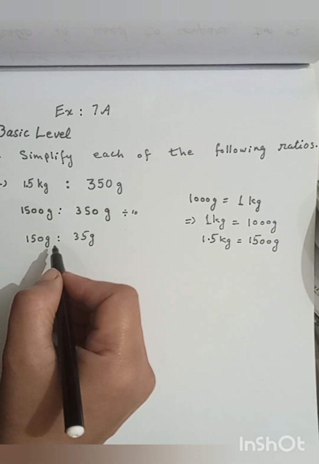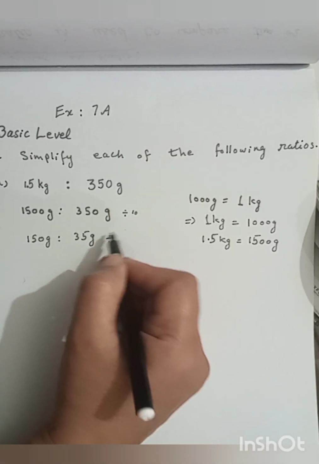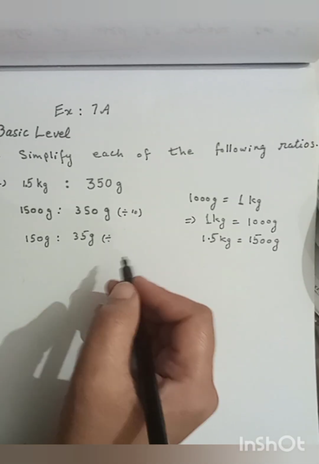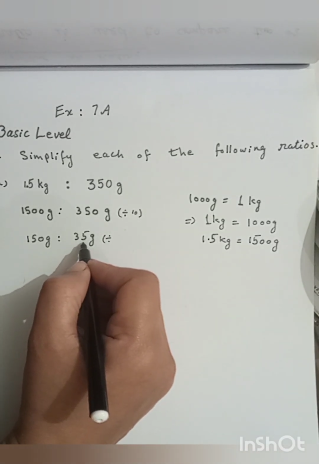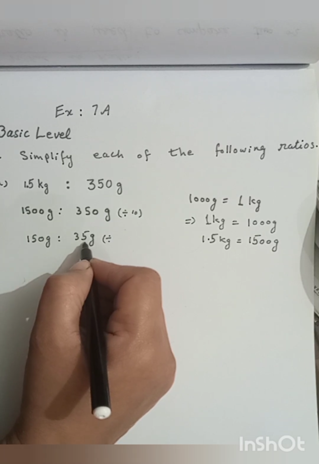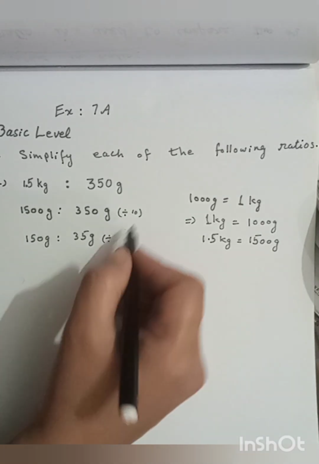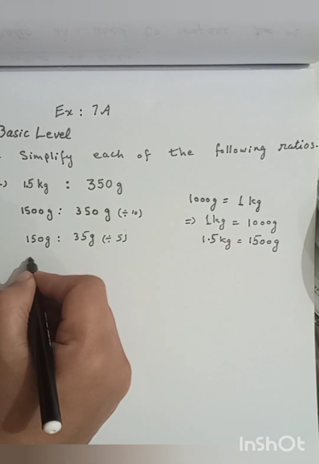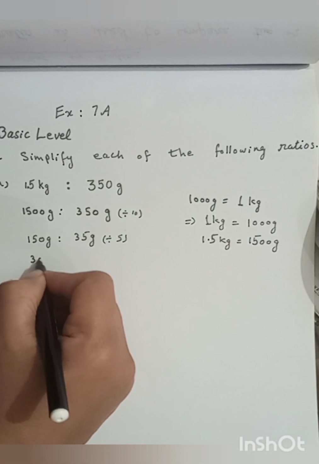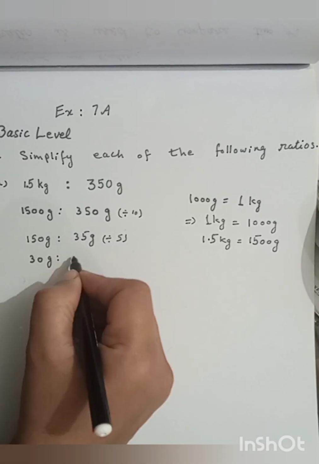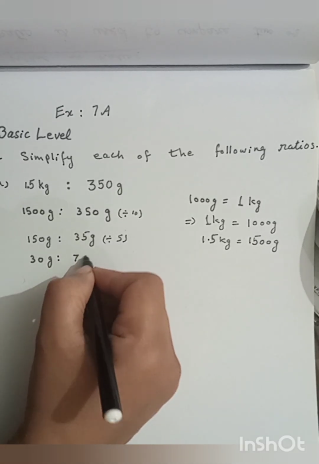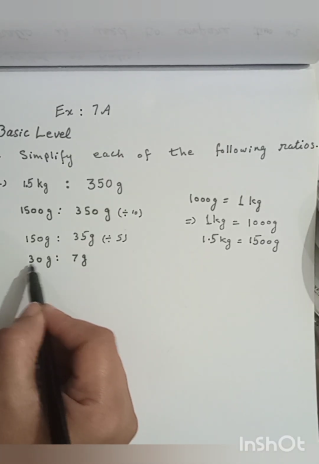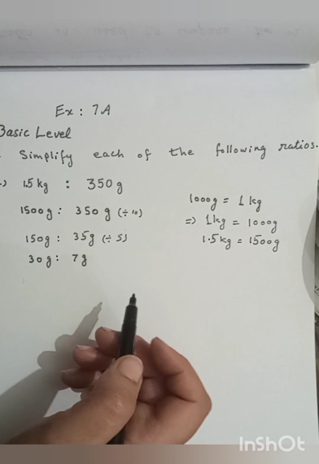Now if we see carefully, it is also divisible by 5, as we have on the right side at the ones place 5 and 0, so it is divisible by 5. So dividing both sides by 5, we will get here 5 times 30 is 150 and here 7 5s are 35. So after simplification we have 30 grams ratio 7 grams.